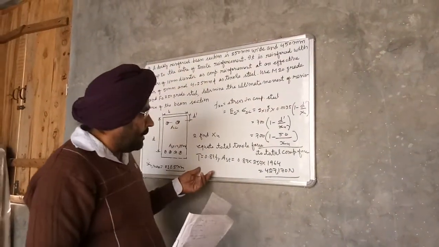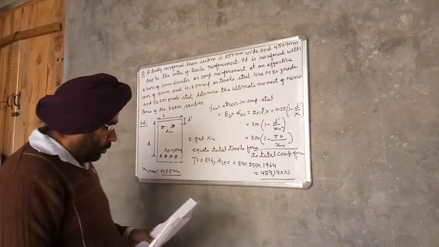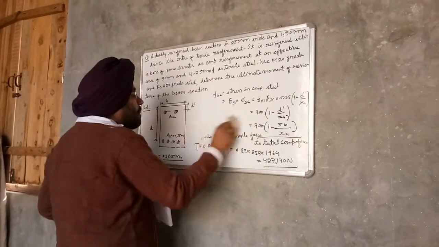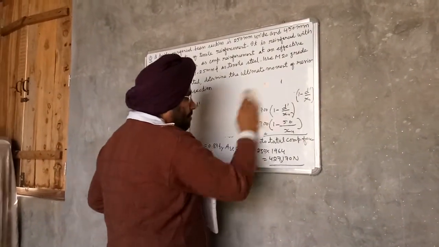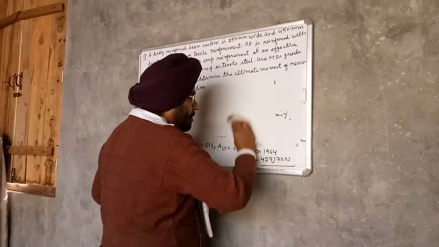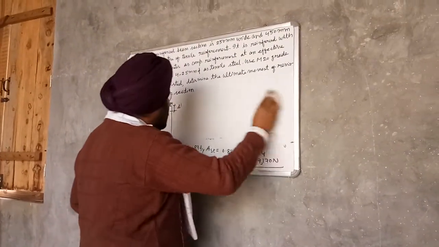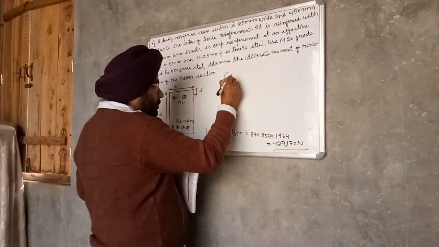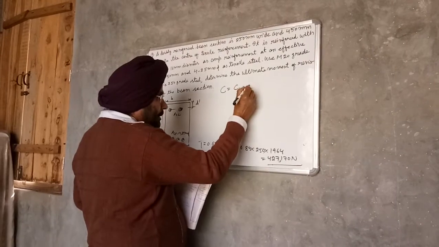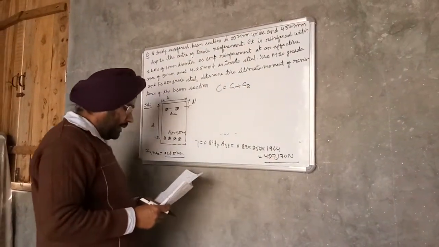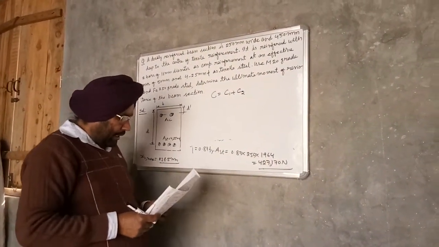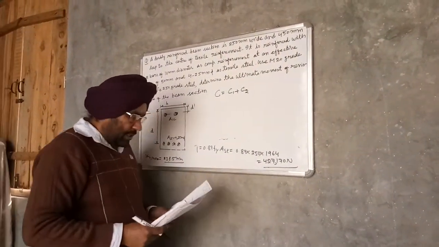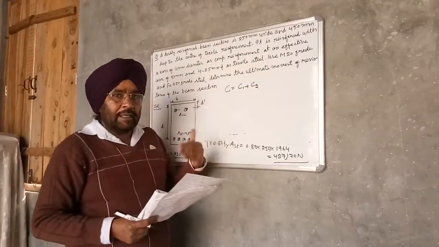So this much is our tensile force. Then the total compressive force C is equal to C1 plus C2, where C1 is the compressive force provided by concrete and C2 is the compressive force provided by steel in the compression zone.